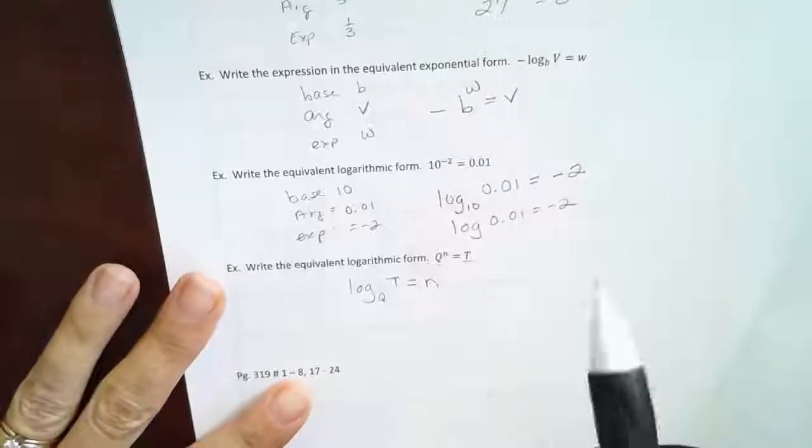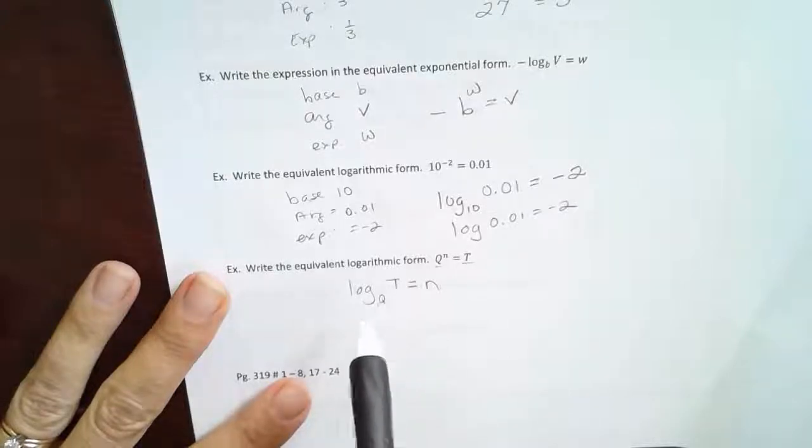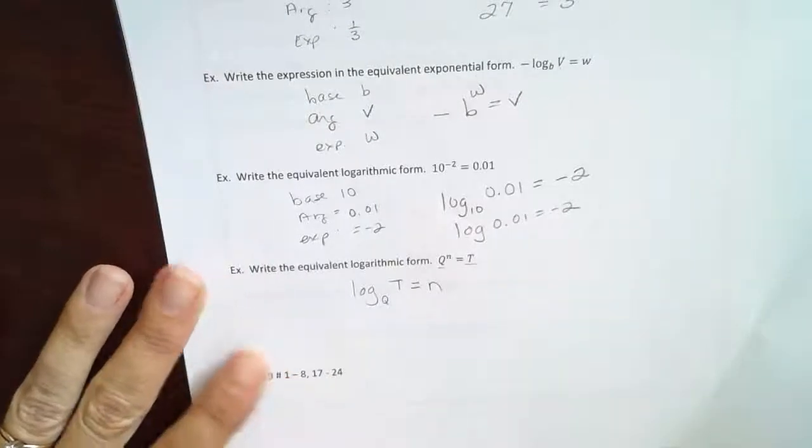Okay, now remember, your base has to be a positive number. It cannot be 1. And your argument also has to be a positive number because any positive number raised to a power is going to give you back a positive number.